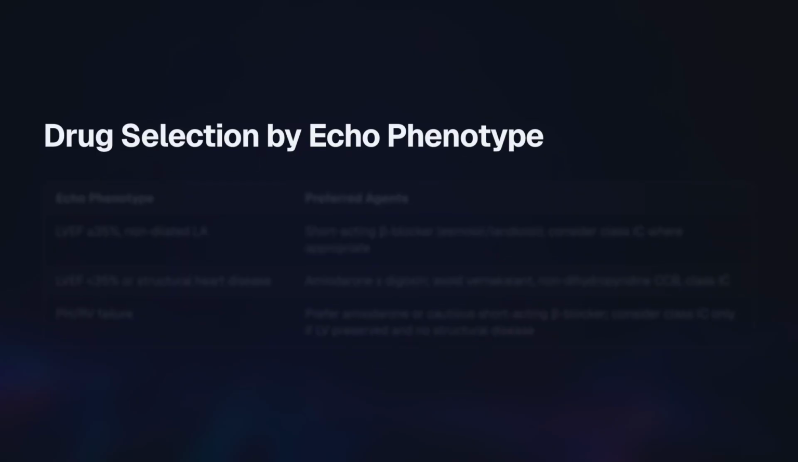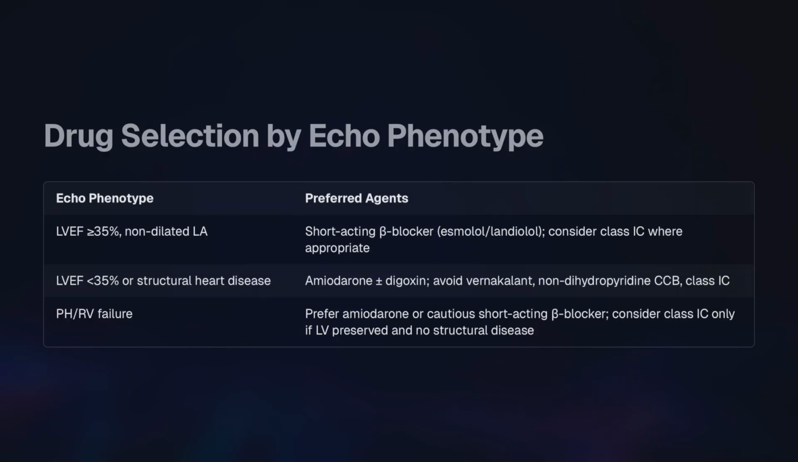Regarding drug selection for echo phenotypes, where you have an ejection fraction of more than 35 and a non-dilated LA, you can go with short-acting beta blockers. And where the ejection fraction is low or you have a structural heart disease, it is always better to go for amiodarone with digoxin. Other agents can be tried. Regarding patients who have a right ventricular disorder, here again you prefer amiodarone. You can try short-acting beta blockers, but with caution.